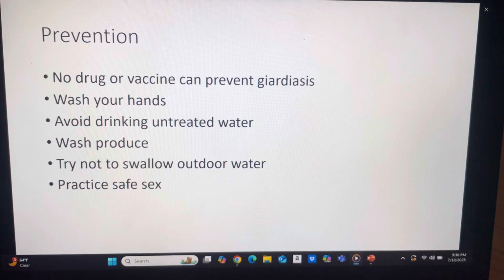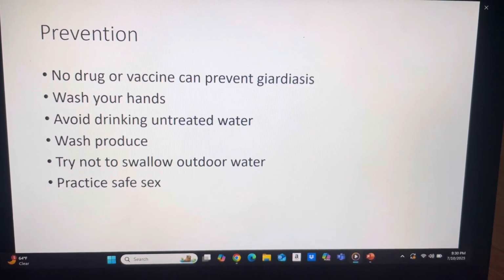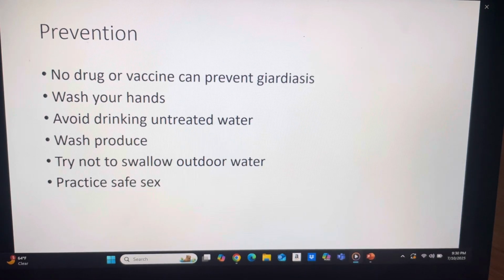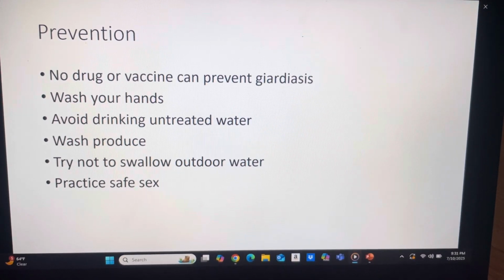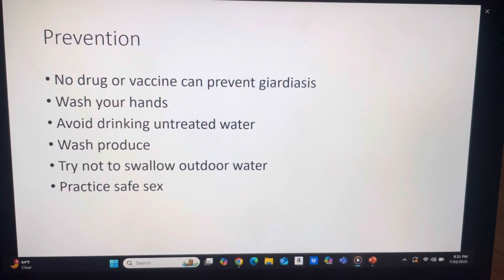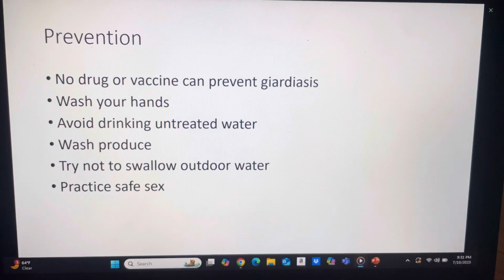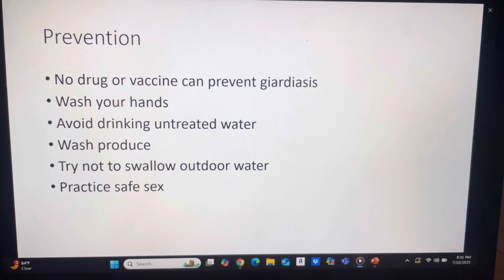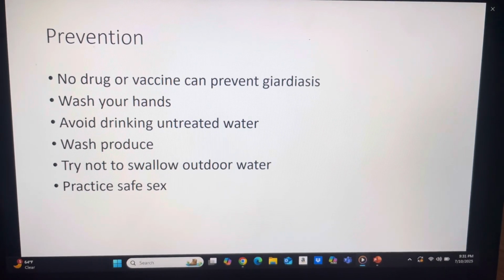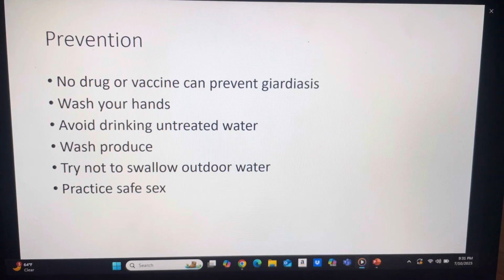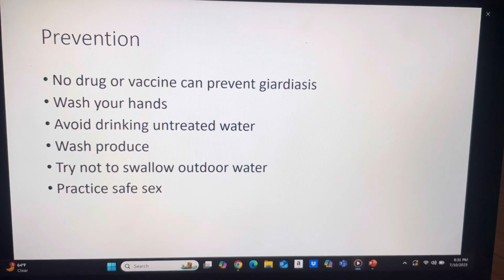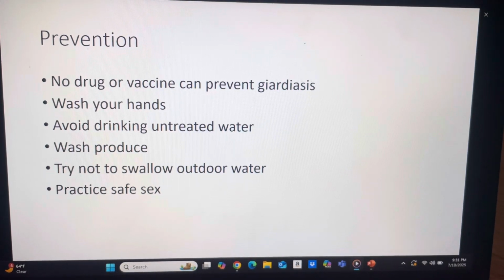Prevention. There is no drug or vaccine that can prevent Giardia infection, but the best way is just to wash your hands, especially after using the toilet, changing diapers, or before eating or preparing food. It's also to avoid drinking untreated water, and you should always purify water you get out in the wilderness. Always wash produce, try not to swallow outdoor waters like pools, lakes, and rivers, and practice safe sex.